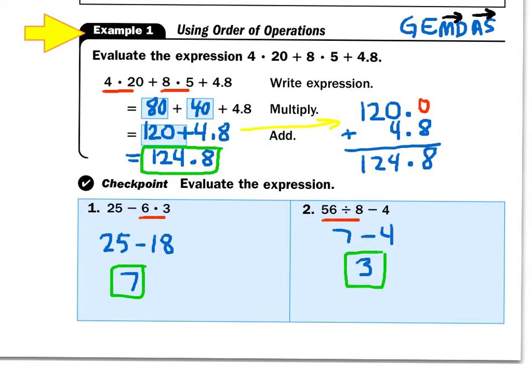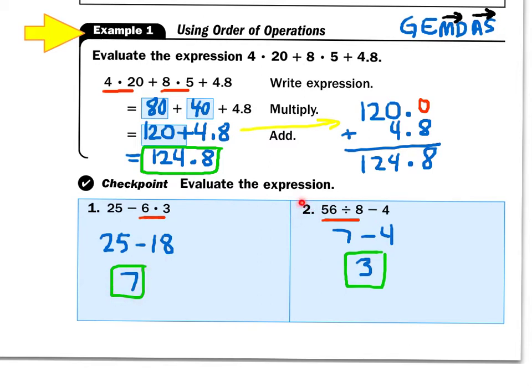Okay, now evaluate these expressions. So the first thing I look for, are there any grouping symbols? Then I look, are there any exponents? Then I look for any multiplying or dividing from left to right, and I see the 6 times 3. So I'm going to do 6 times 3 is 18, then 25 minus 18 gives me 7.